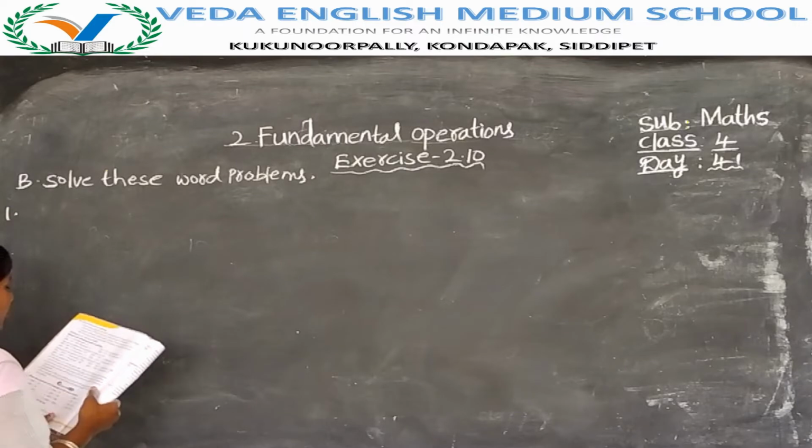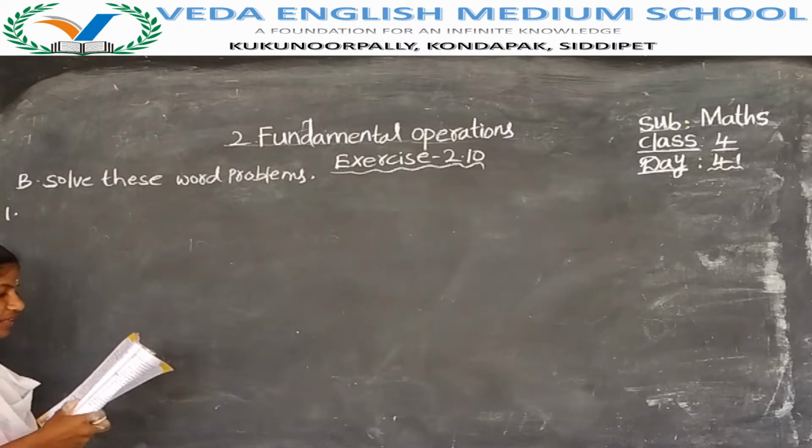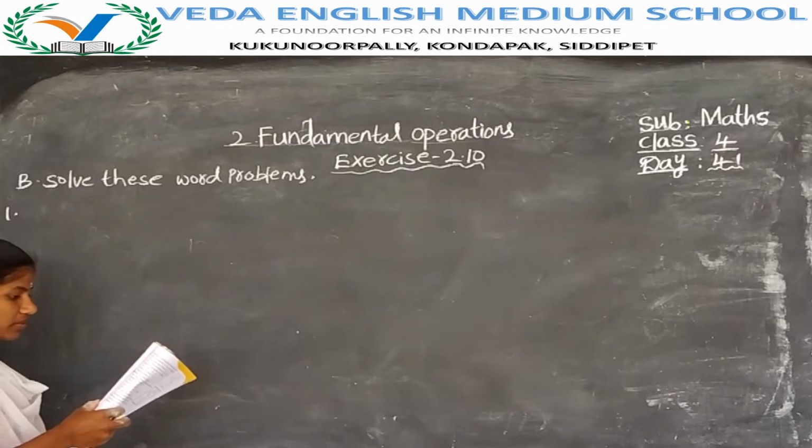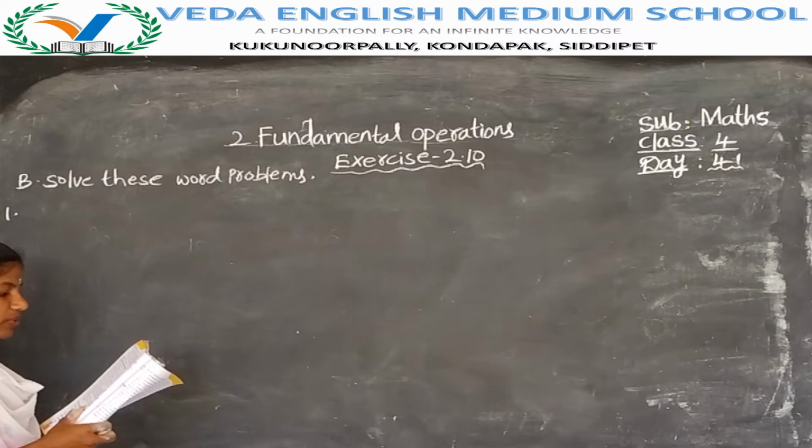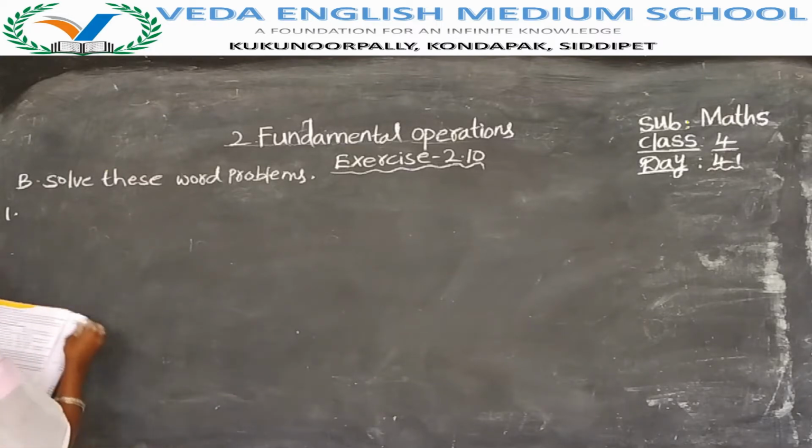First question. 4 friends decided to put in equal amounts of money to buy a tablet computer for 5,872 rupees. How much money did each of them give?